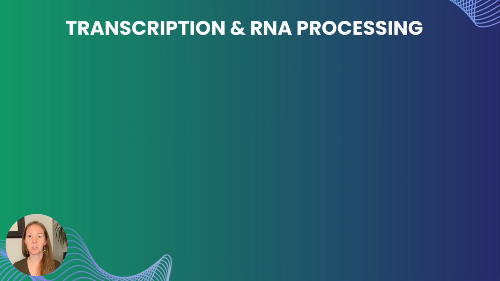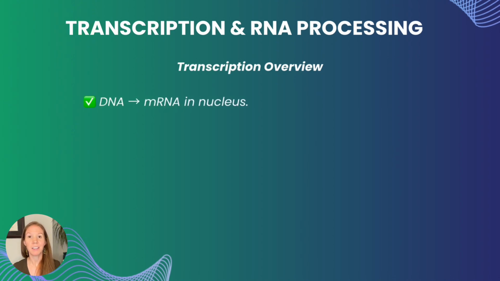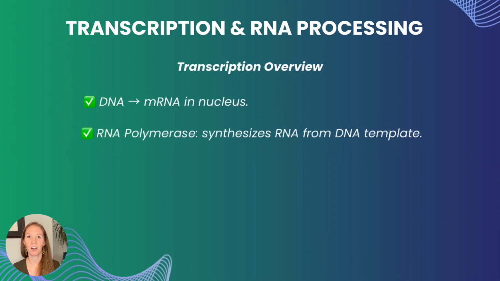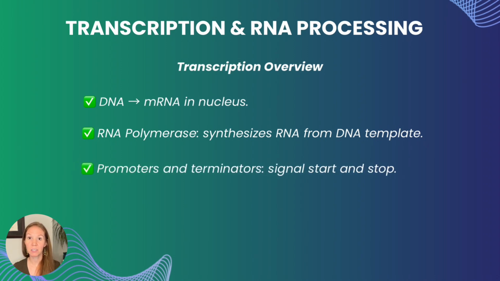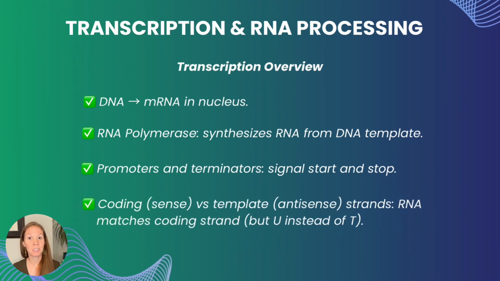Let's move on to transcription and RNA processing. So, transcription overview: DNA goes to mRNA in the nucleus, and RNA polymerase synthesizes RNA from the DNA template. Promoters and terminators signal start and stop. You need to know coding sense versus template, antisense strands. RNA matches the coding strand, but with U instead of T.